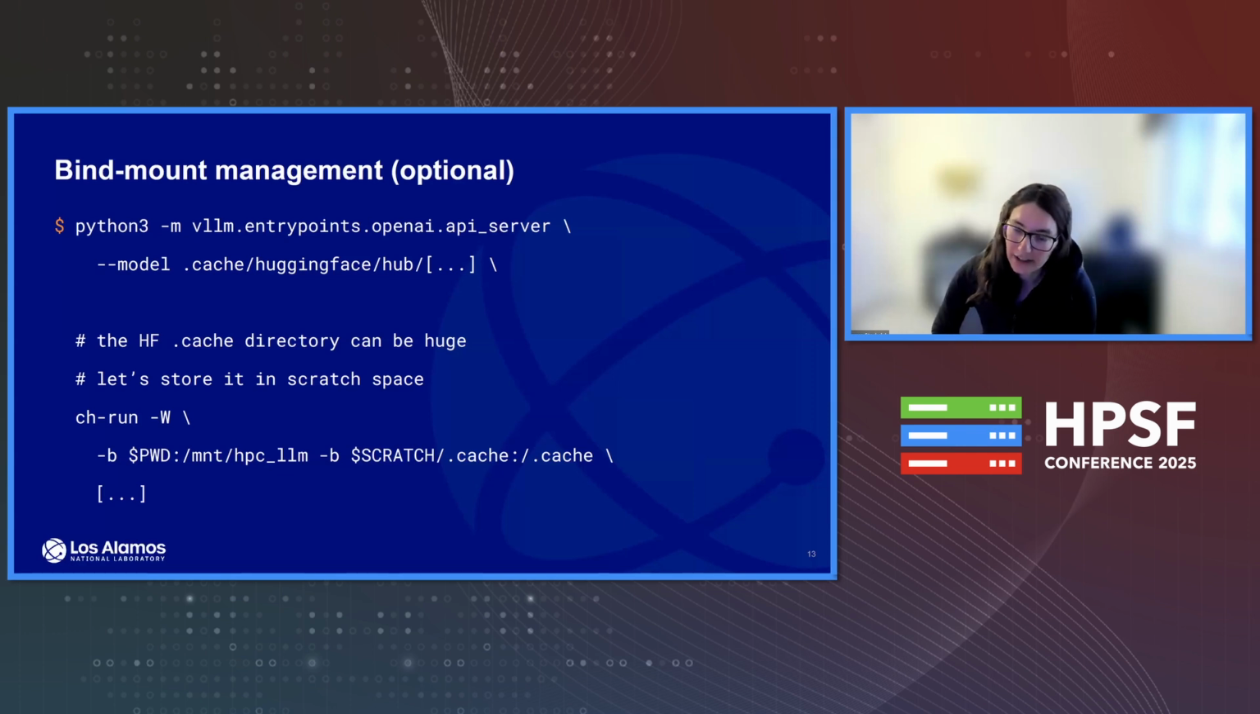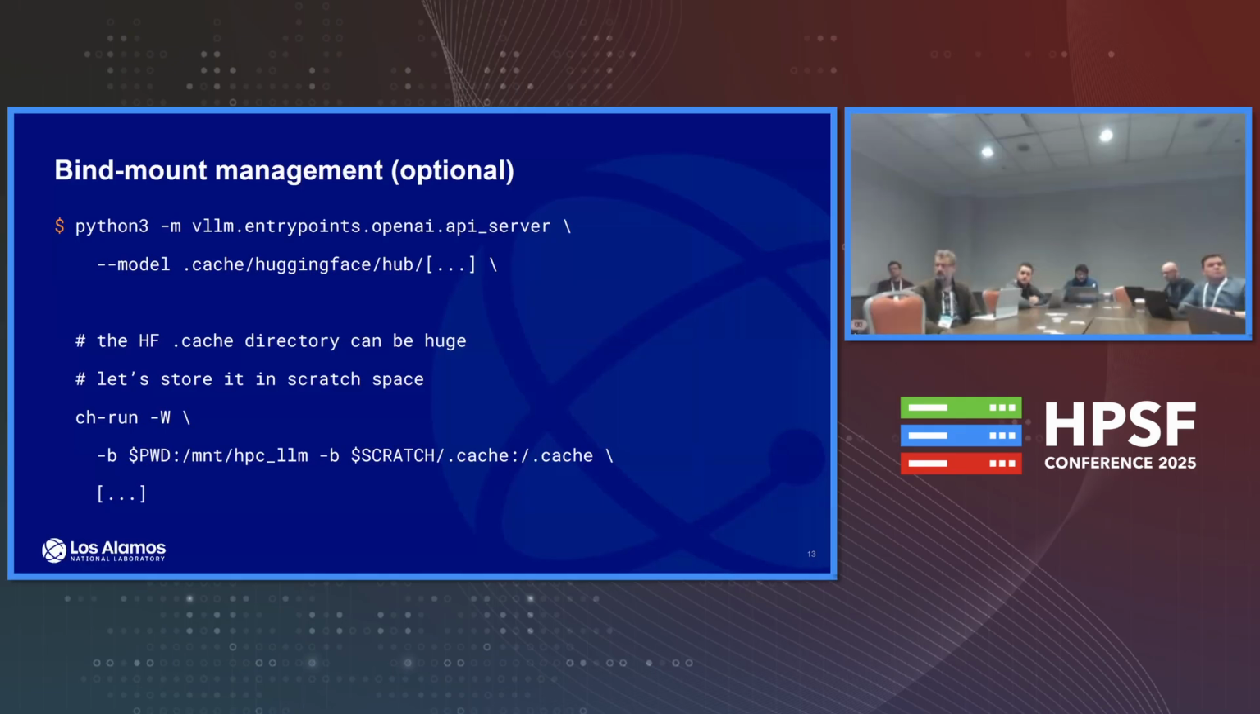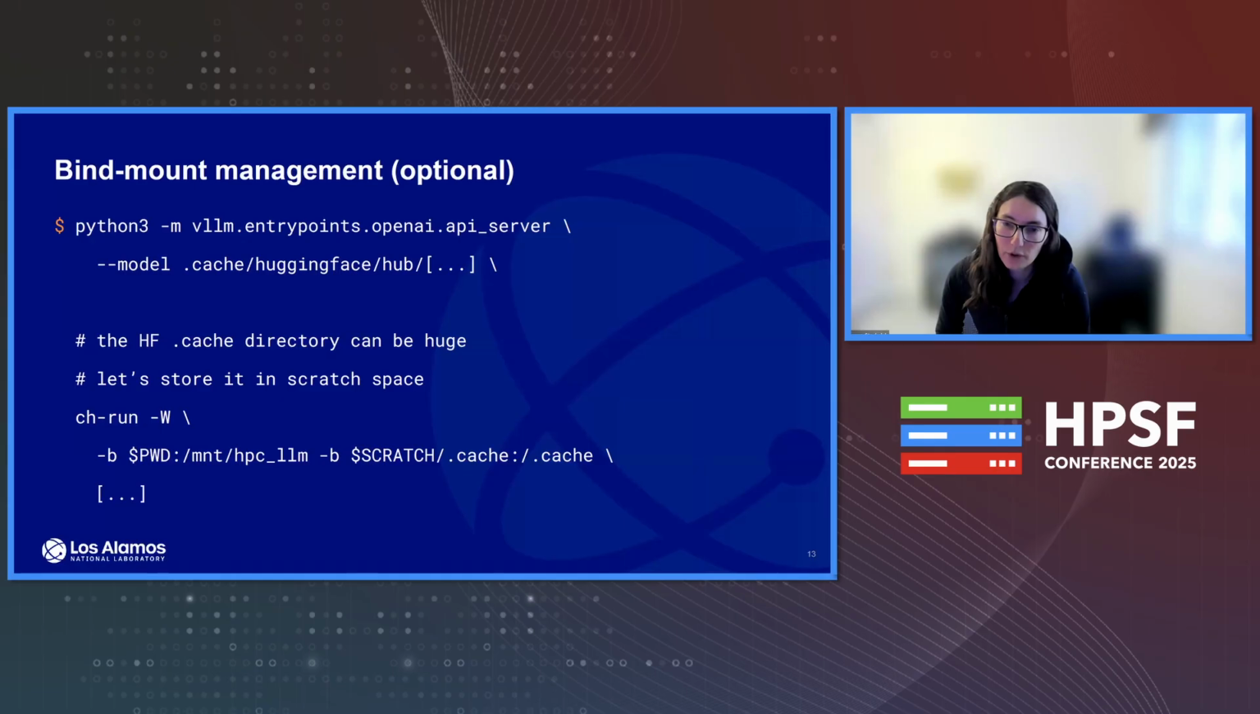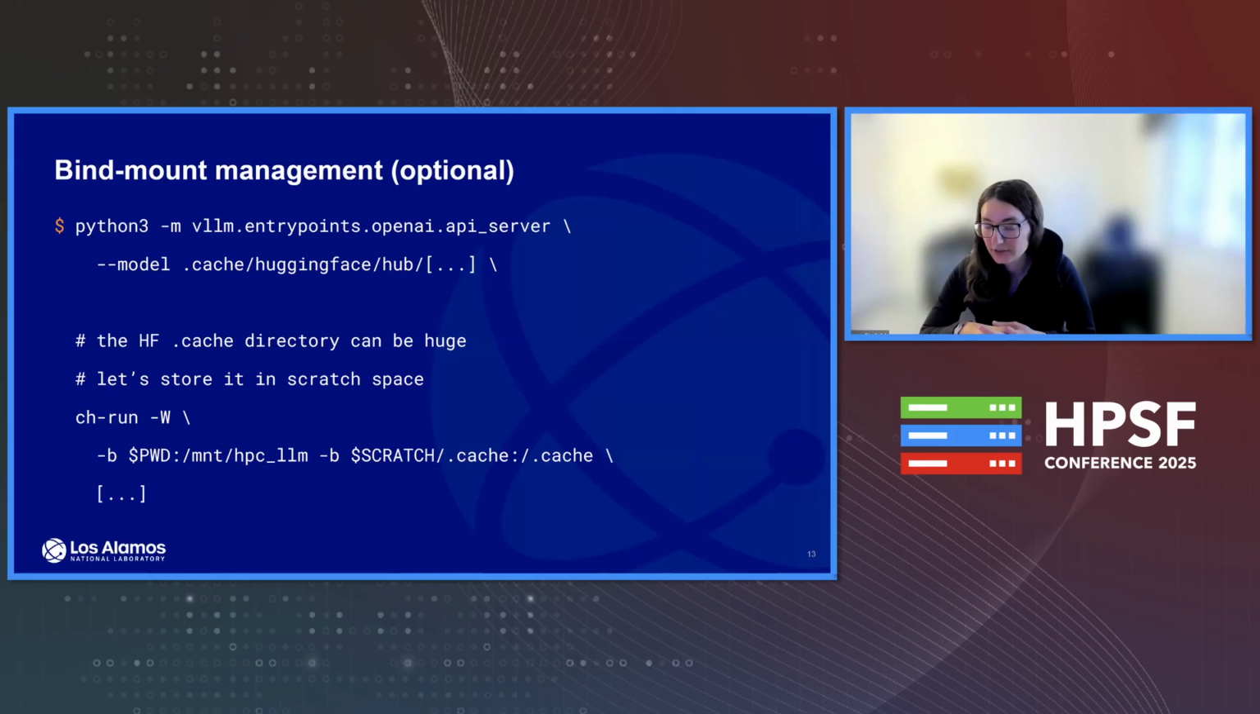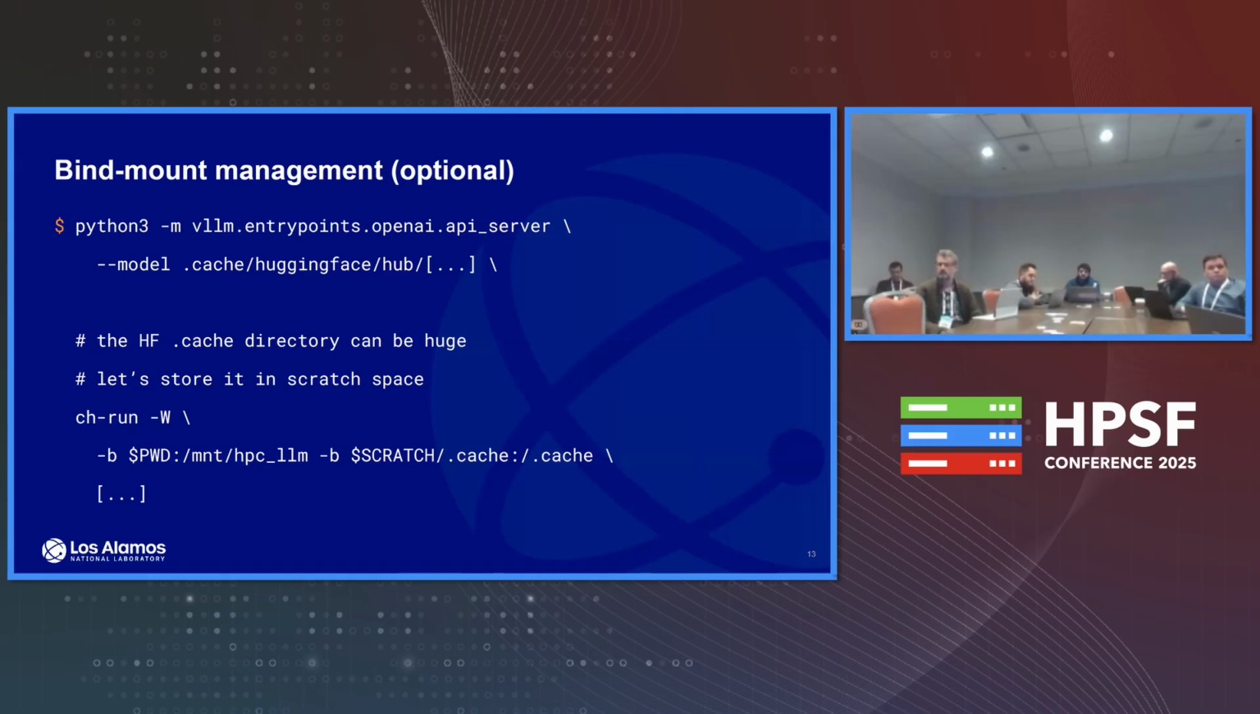And so you want to be careful about downloading it a single time and storing it somewhere, and then bind mounting. The top line I'm showing is inside the container, where it expects the model to be. In our case, we're using Hugging Face. It expects it to be in a .cache folder. So you might store that .cache folder somewhere else, in our case, in a large scratch file system, and then bind mount that into the expected location inside the container.